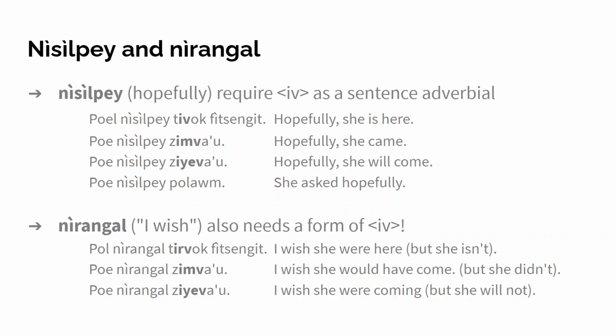We will, like I said, talk about this in the next few lessons. Then, if we want to have this in the past, Poe nirangal simva'u. I wish she would have come, but she didn't, so this thing never happened. Poe nirangal sieva'u. I wish she were coming, but she will actually not be coming. I already know this. So you see nirangal for stuff that doesn't happen, and nisilpey to hope for things that could happen.